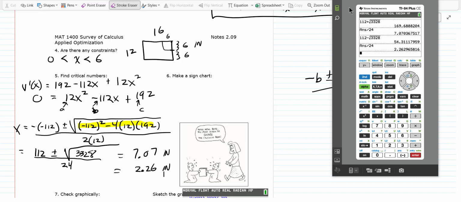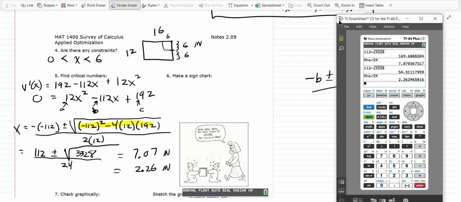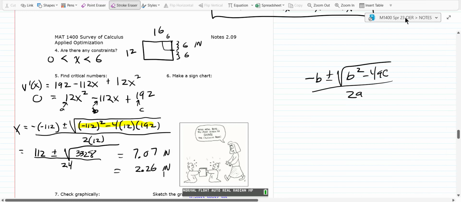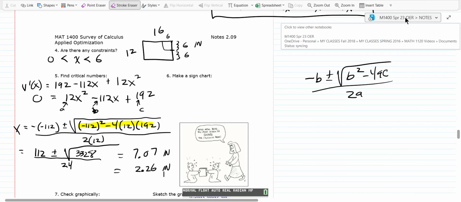Okay, so that's quadratic formula. Any question about quadratic formula? Generally, students okay with that. I just make sure that you can put that in the calculator okay.